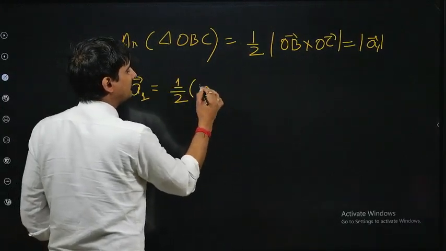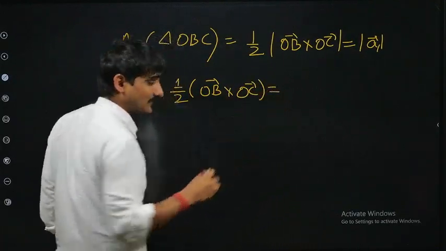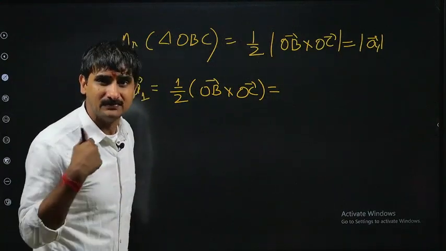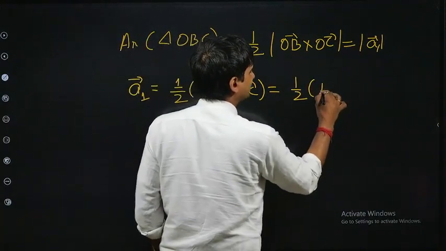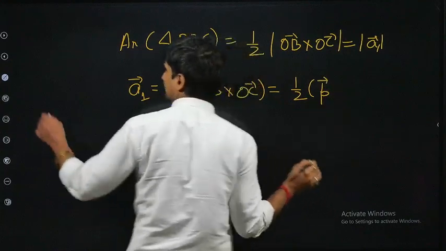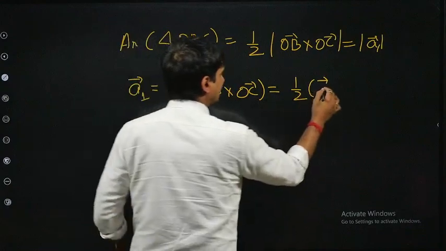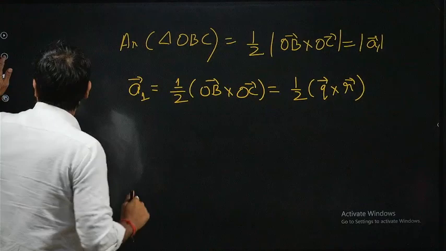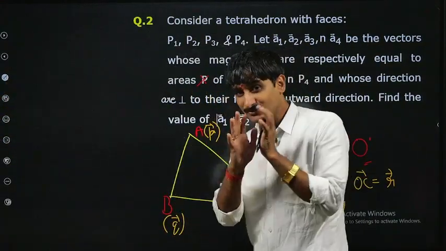So it will be half vector OB cross vector OC, and while writing it, we have ensured that the direction is towards the outside of the plane of that tetrahedron. So how much is it? OB is Q, if I'm not wrong, and OC is R. So it is half Q cross vector R. So that's the first one.